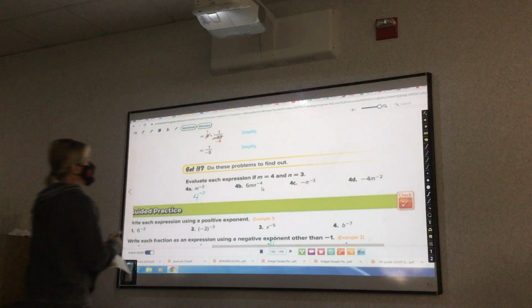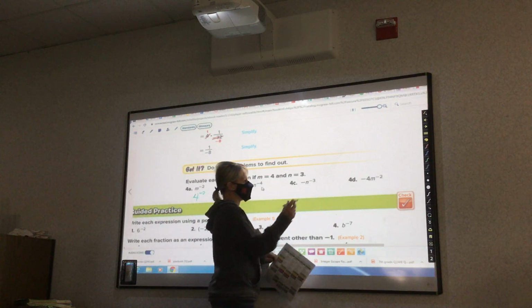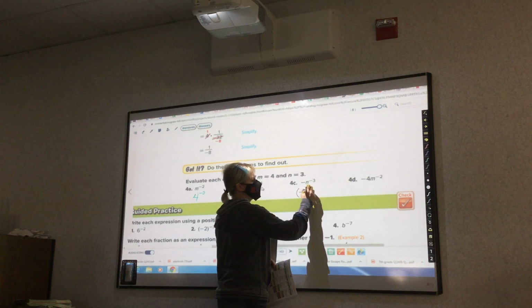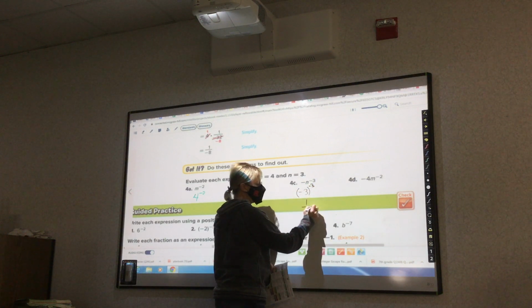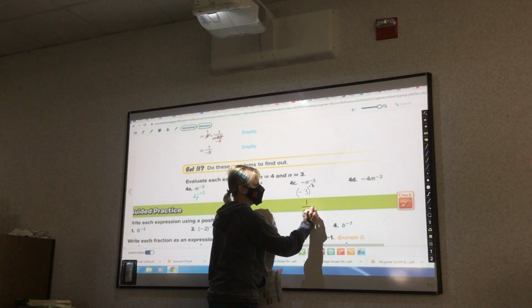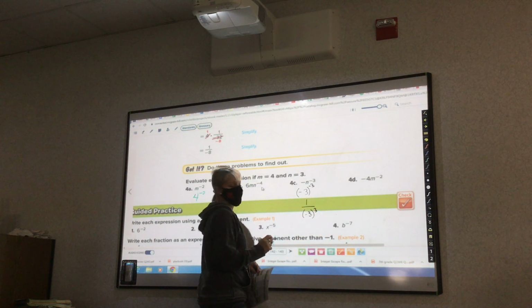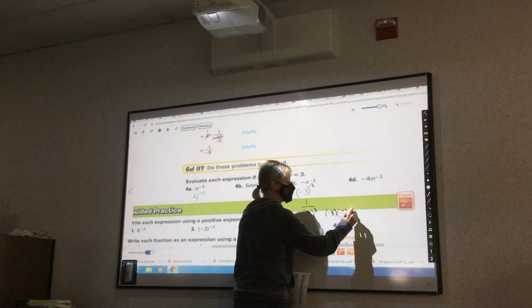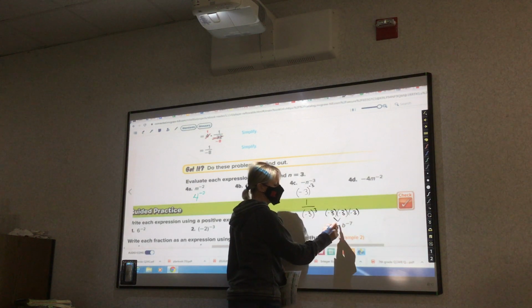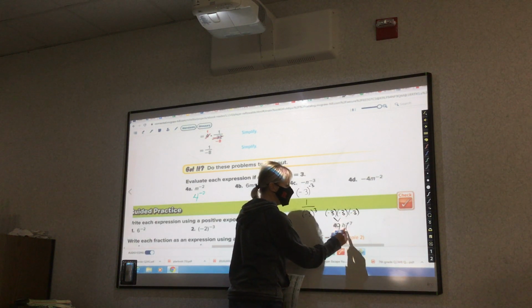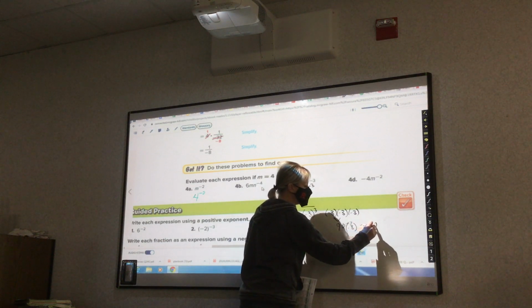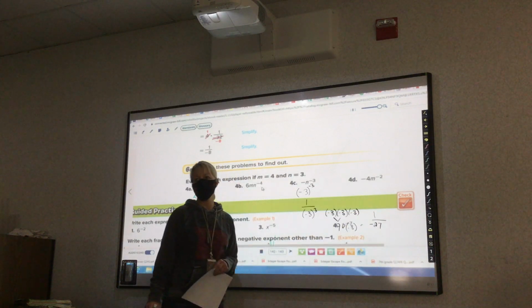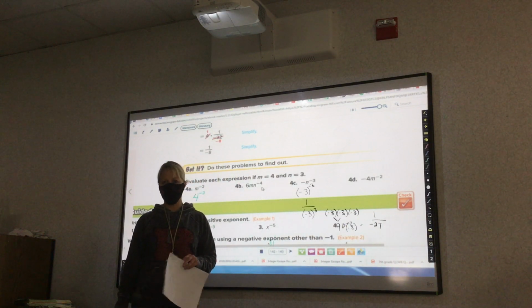Looks like we're doing a little bit better on this one. I have a negative 3 to the negative third. So that would be 1 over negative 3 cubed. So then the negative 3 cubed is like saying negative 3 times negative 3 times negative 3. Negative 3 times negative 3 is 9, and then 9 times negative 3 is negative 27, and it's over 1. Raise your boards if you got it right.